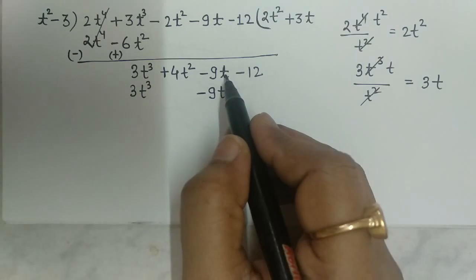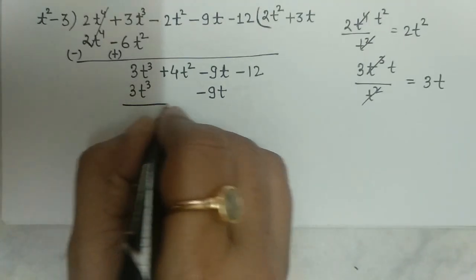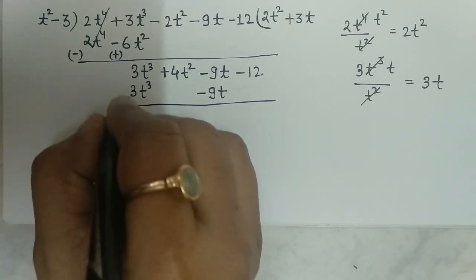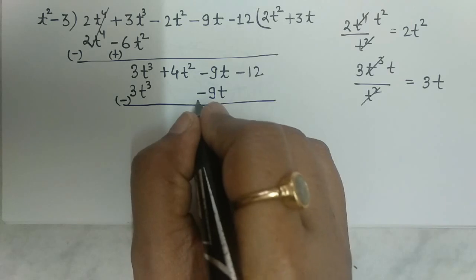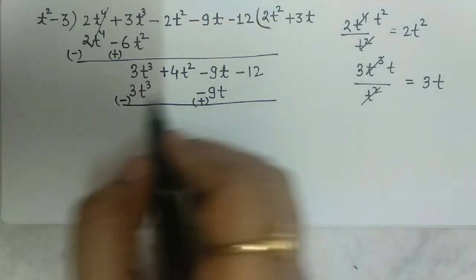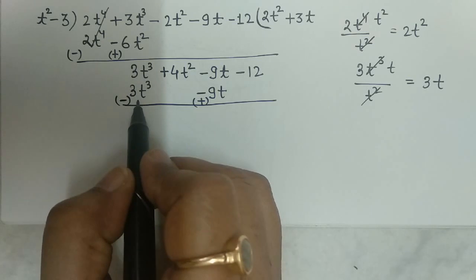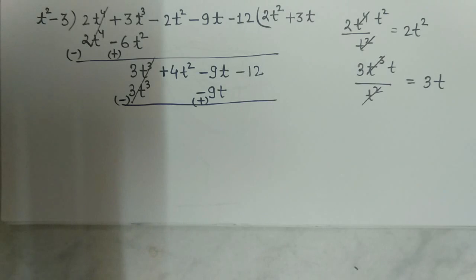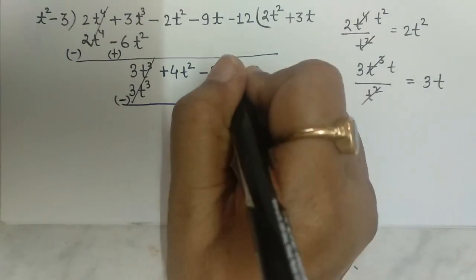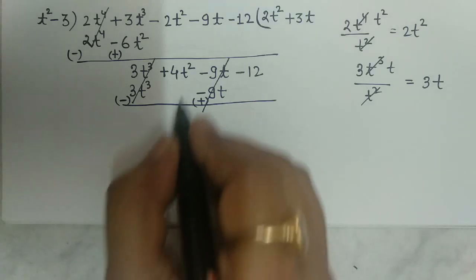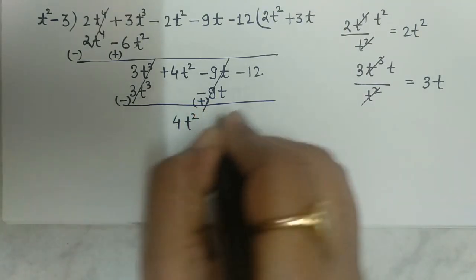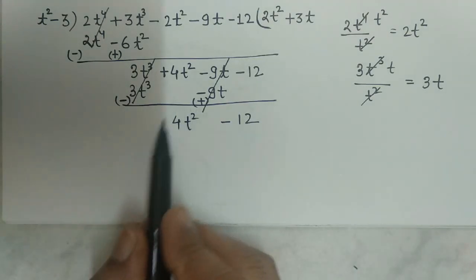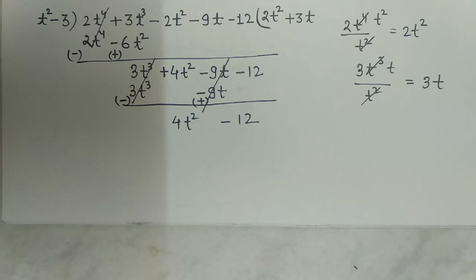Okay. This is t, this is t. So I am writing like terms below the like terms. Now this is plus sign, so I will change the sign. This will become minus. This is minus sign, so I will write plus sign. Now see, plus 3t cube and minus 3t cube will cancel out. This is minus 9t and this is plus 9t, so they will cancel out. So what is remaining? This plus 4t square and this minus 12. Now 4t square minus 12 is our new dividend.